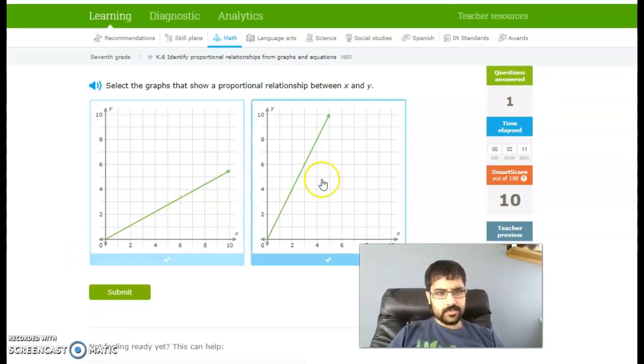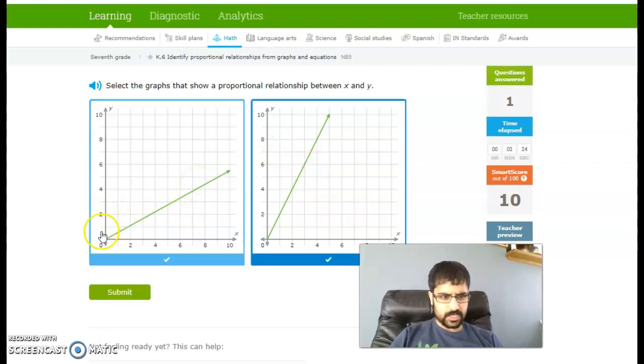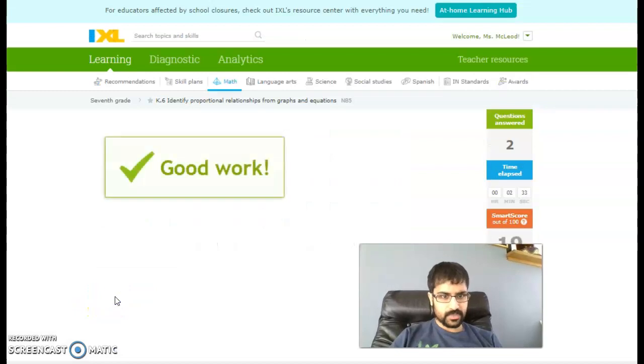So for each of these, I want to hit those two boxes. First, is it a straight line? Second, does it pass through the origin? So both of these are straight lines. They're linear functions. So let me go ahead and pick both, but then let me double check. Yep, this one hits at the origin, and this one hits the origin. I think both of them are going to be proportional relationships. So let me submit it and check.